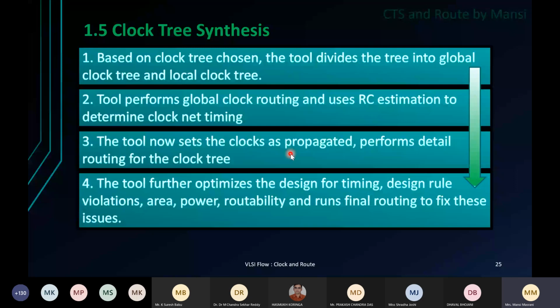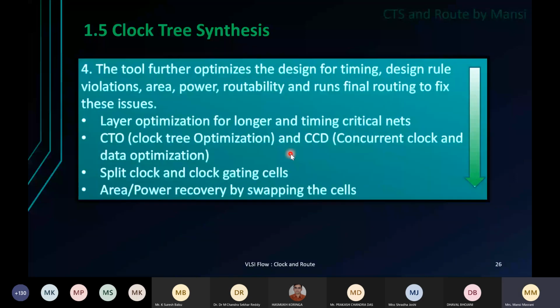Now, how does the tool optimize the design? What it does is whenever it sees that the clock tree is not really ideal in terms of timing, it rips out that clock net and says to the tool that I want to route my net in the higher metal layers. So what it does is layer optimization for longer and critical nets. Then the second thing which it does is clock tree optimization, the overall optimization between area, power, and timing.